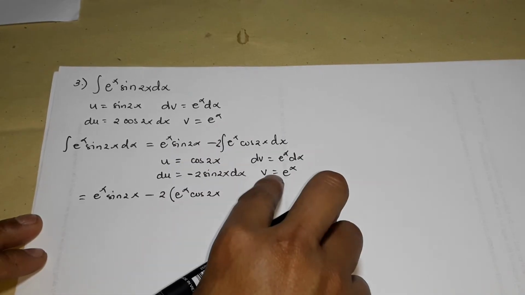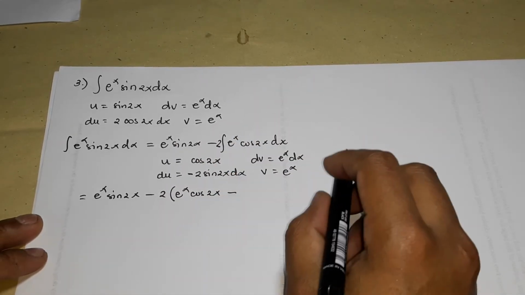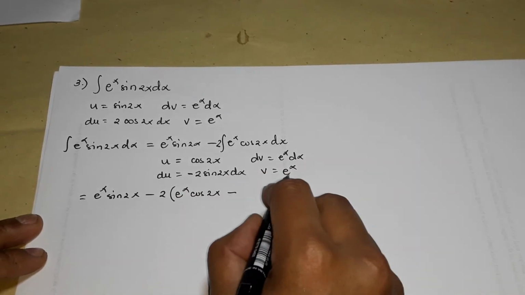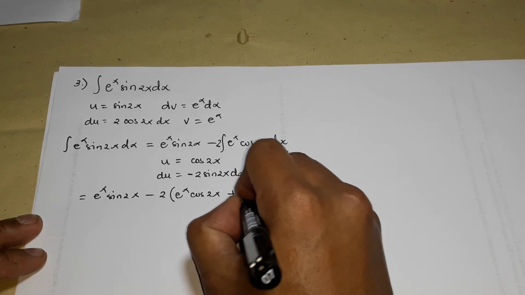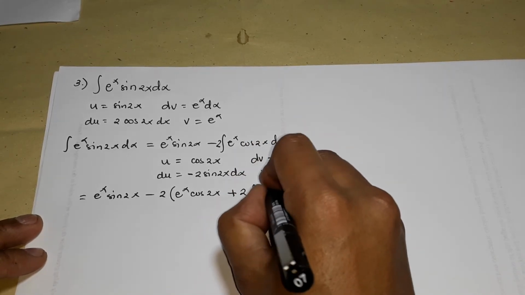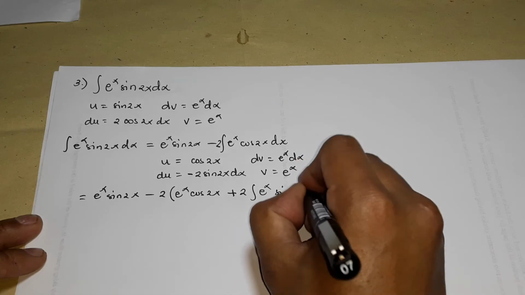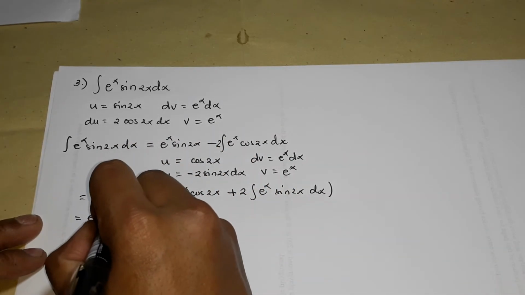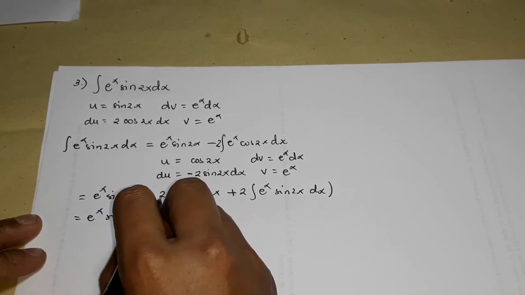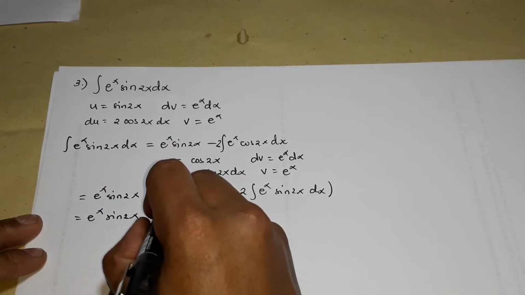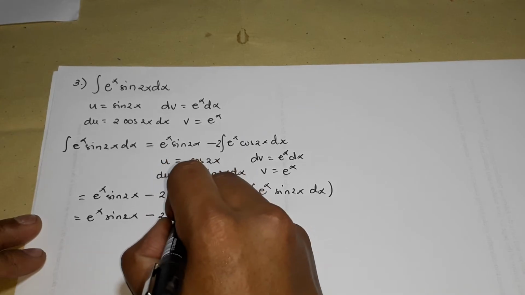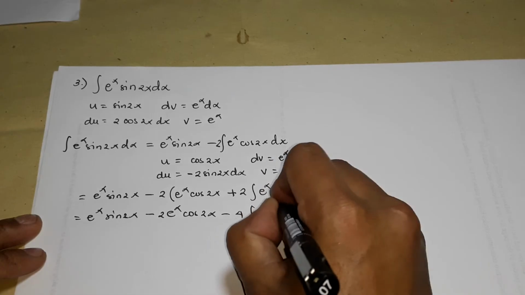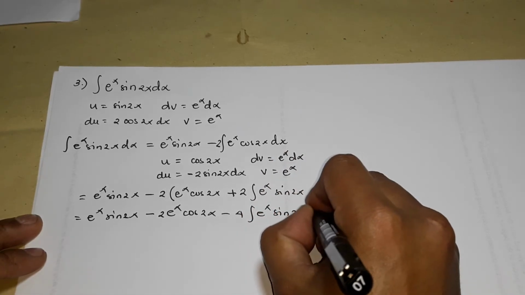cosine 2x, that's uv, minus the integral of v du, that is negative 2 sine 2x times e to the x, so that will become positive 2 integral of e to the x sine 2x, and then you affix dx. And then what comes next is you introduce negative 2 to each term inside: negative 2 e to the x cosine 2x minus 4 integral of e to the x sine 2x dx.